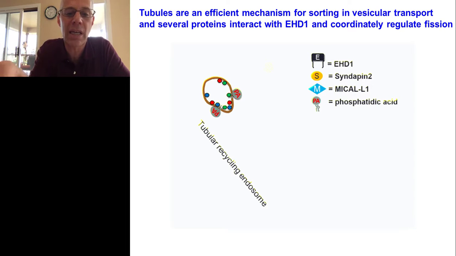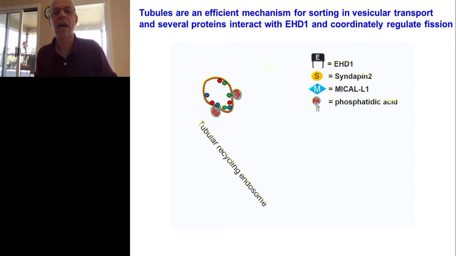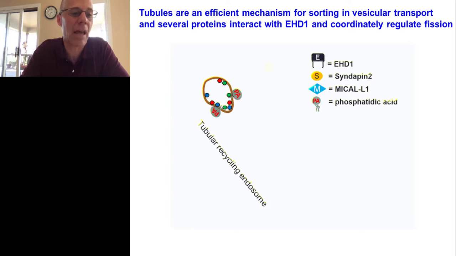And at some point, EHD1 is recruited. That's the E, recruited through its binding to MICAL-L1 and syndapin, and is able to cleave these tubular recycling endosomes into vesicles that are now released, allowing for the recycling of receptors back to the plasma membrane.